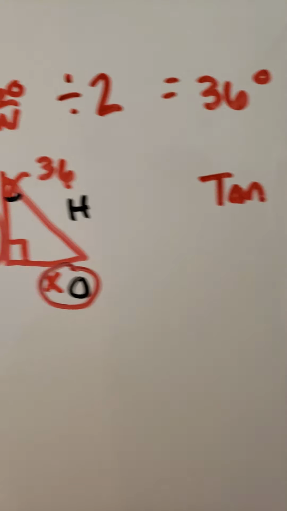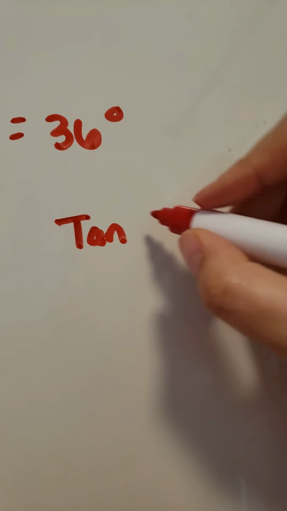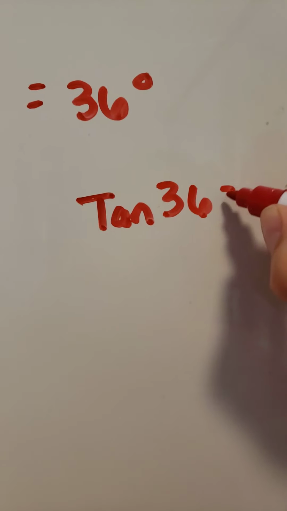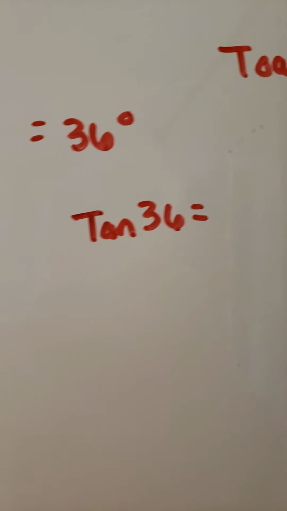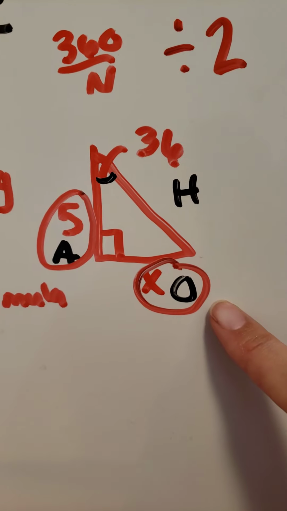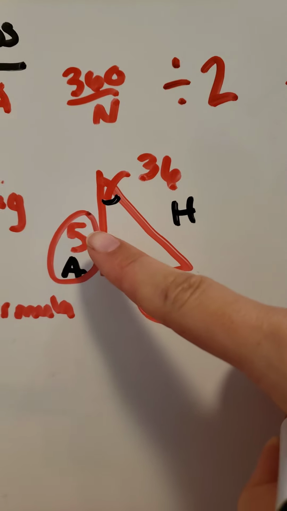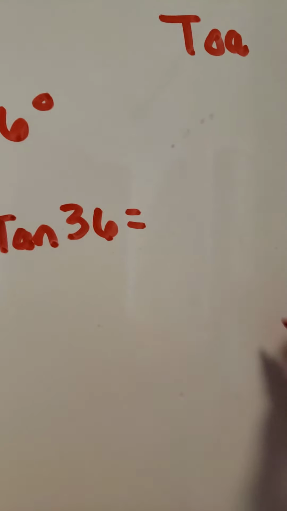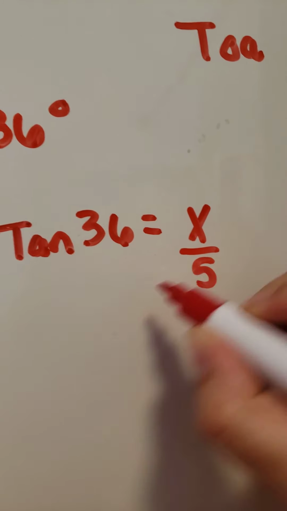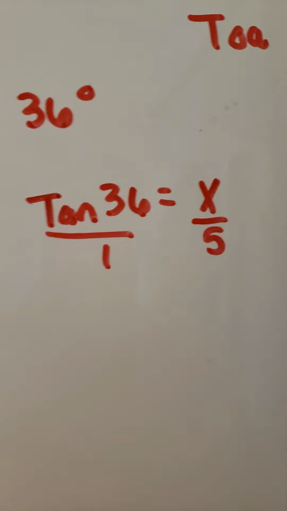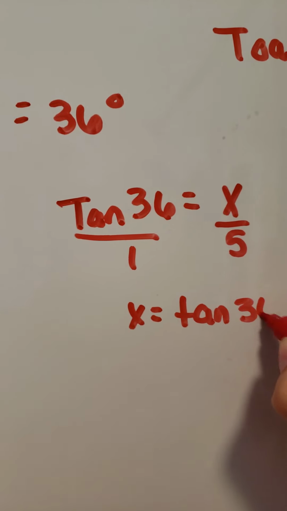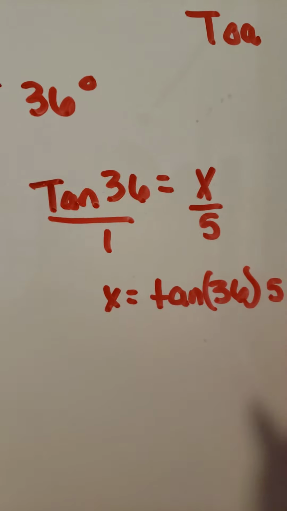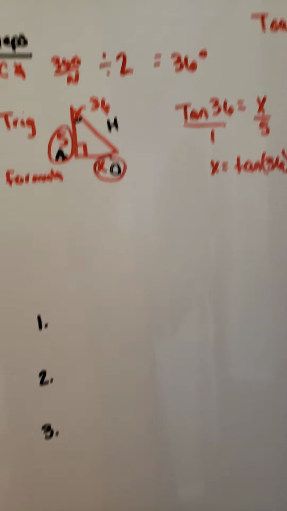Step 4 was set up your trig function. Tangent of 36 equals, if you remember, TOA was opposite over adjacent. So opposite has a value of x, adjacent has a value of 5. So I'm going to do x over 5. And then I'm going to cross multiply. And we get x equals tangent of 36 times 5. Okay, I'm going to type that into my calculator real quick.